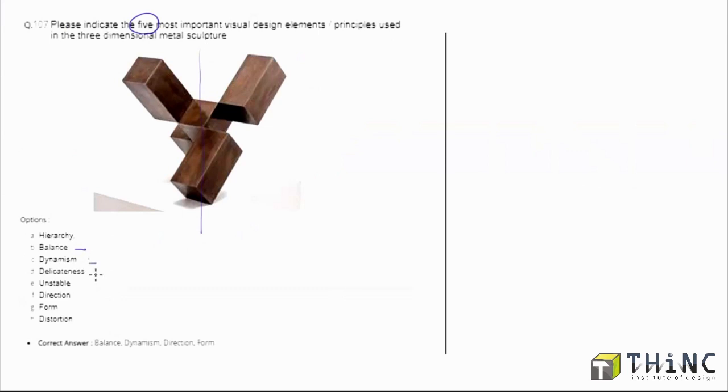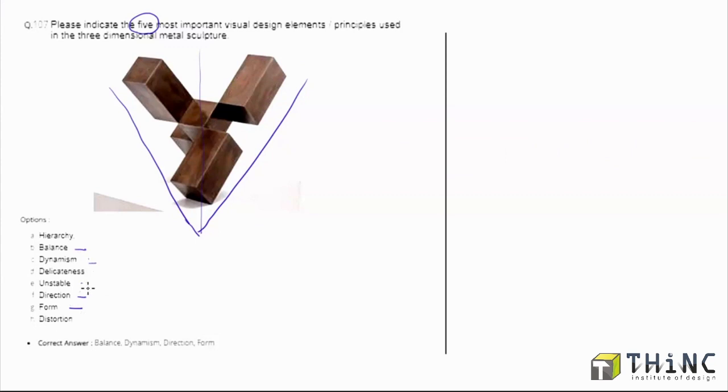Okay, delicateness, definitely not delicate. Unstable, we need to look at it. In terms of direction, yes, it has a directional sense. If you see, the movement is somewhat towards the bottom side, so it has a directional sense. Yes, it is definitely having a form, right? So the best options here are balance, dynamism, direction, and form.